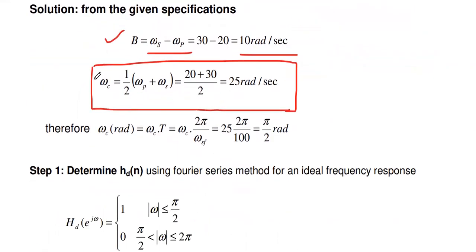So here you see the frequency and transition bandwidth are in the unit radians per second. But we need omega c, the cutoff frequency, in radians, not radians per second. In order to convert omega c to radians, you multiply omega c in radians per second by the sampling time T. Here the sampling time T is 2 pi by omega sf. So omega c in radians is 25 into 2 pi divided by omega sf.